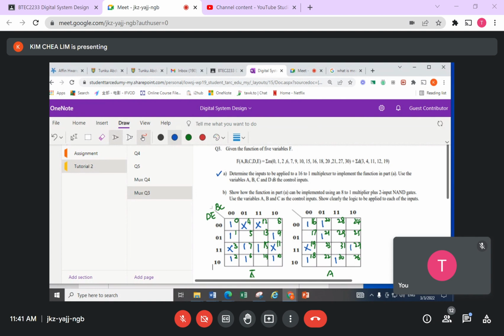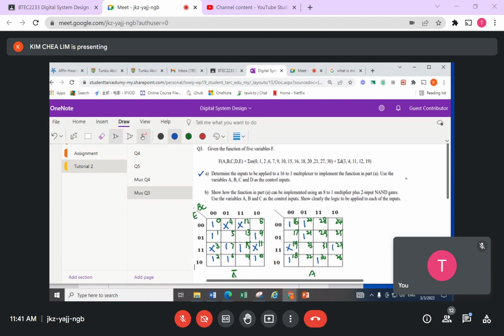Determine the input to be applied to a 16 to 1 multiplexer to implement the following in part A, using the variables ABCD as the control signal. So over here, I want to straight away do it. 16 to 1, 1, 2, 3, 4, 5, 6, 7, 8, 9. I think I will do only a few.